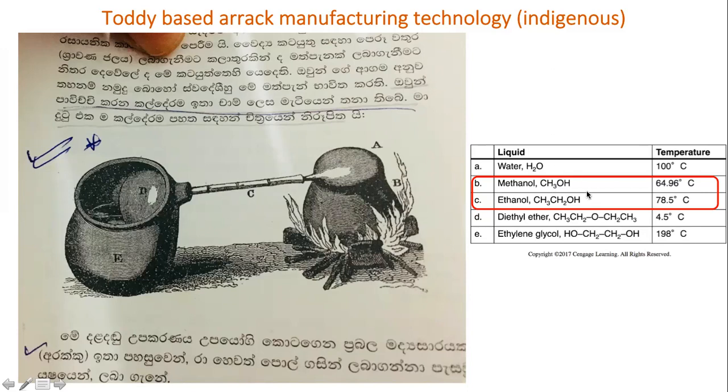But the problem here is that two types of alcohols are there, methanol and ethanol. The boiling temperature of methanol is around 64. When we start this process, at first you can collect methanol. So that is why temperature control is very important. If not, the alcohol will convert into a toxic liquid, right?